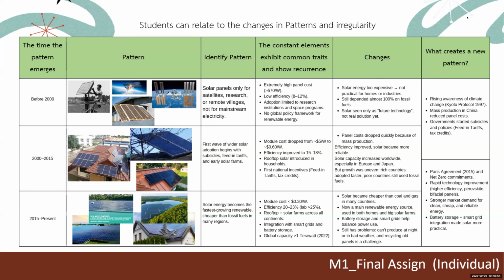Governments in many developed countries support solar strongly, so it spread faster, but the growth was uneven. Developed countries move faster, while many developing ones still rely on fossil fuel. And from pattern 2 to pattern 3, the main factor was stronger international commitment like the Paris Agreement.